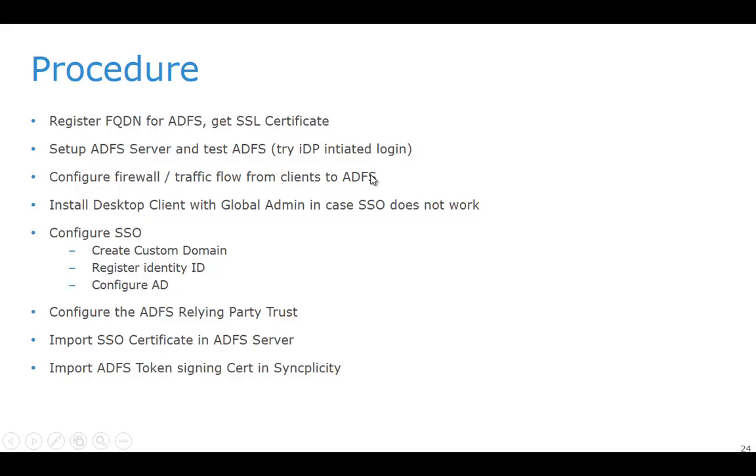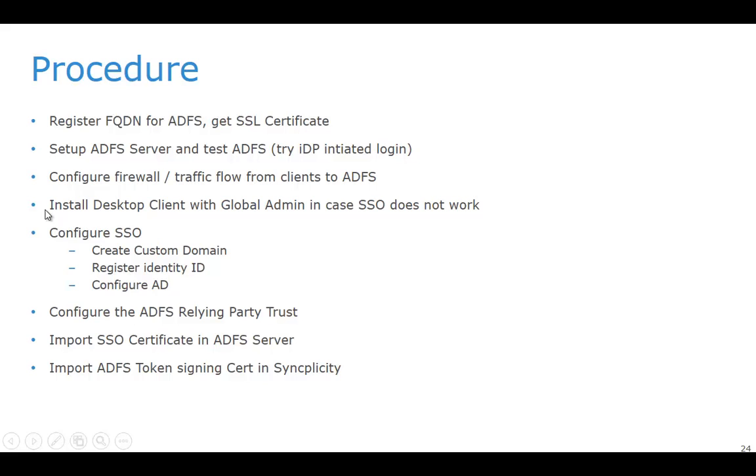We're going to install the desktop client, and we're going to log in with a global admin. And we're going to do that in case single sign-on would not work, so we can still log in with that desktop client to the Syncplicity admin console in order to disable it or to at least troubleshoot the issue.